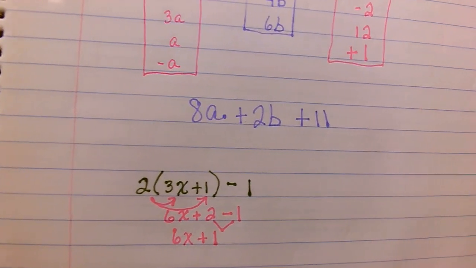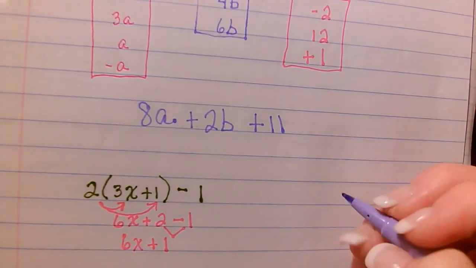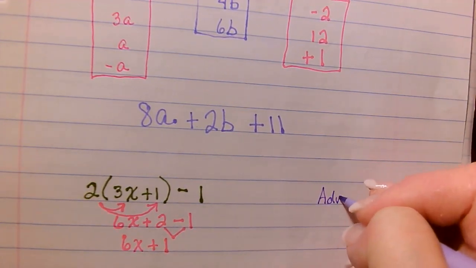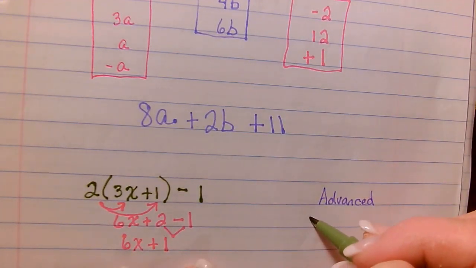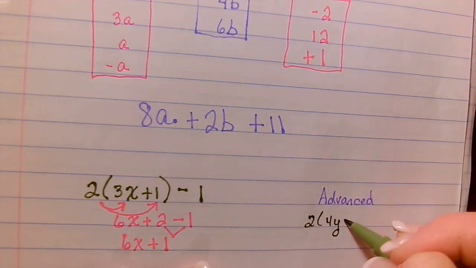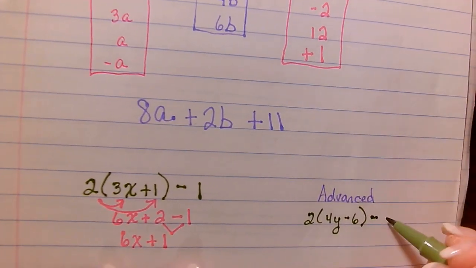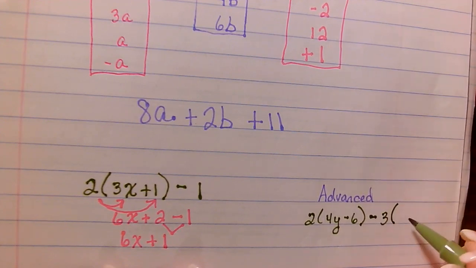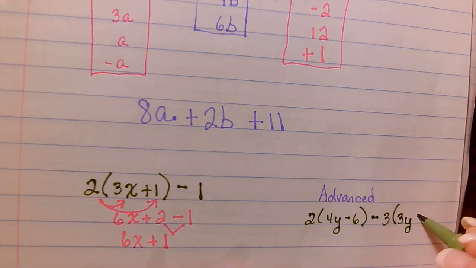Okay? Now I want to show you one more, and this is advanced. We'll even put a little notation on here, advanced. Okay? All right. If I have 2 again times the quantity of 4y minus 6 parentheses minus 3 times the quantity 3y plus 4. All right?